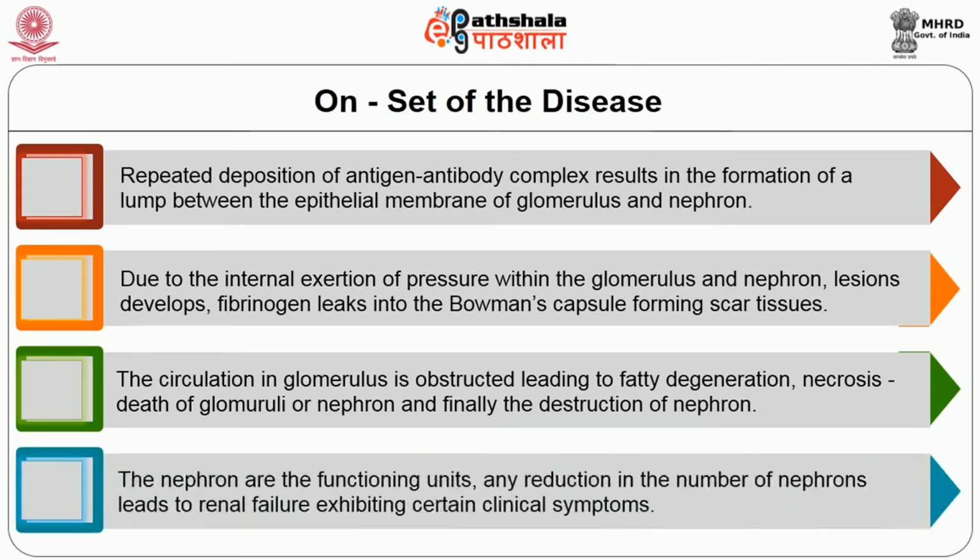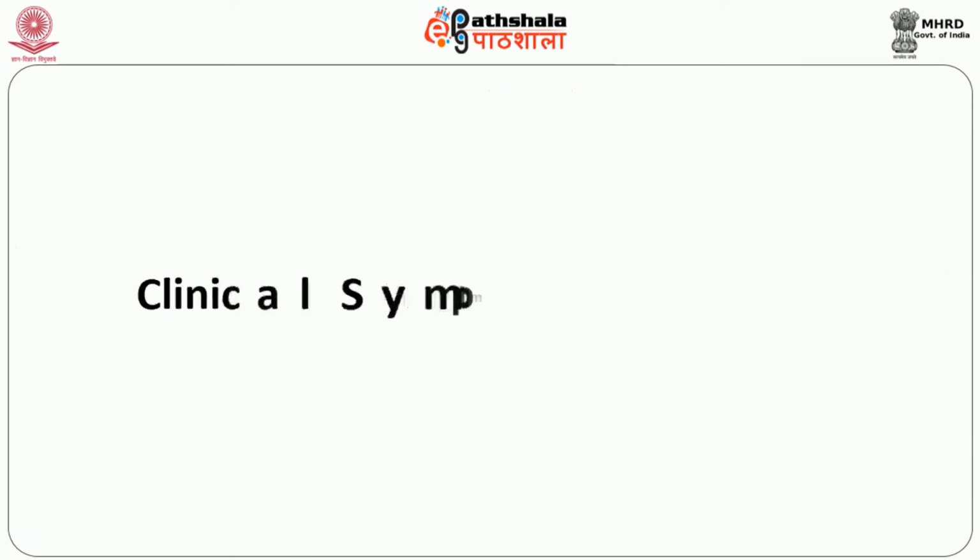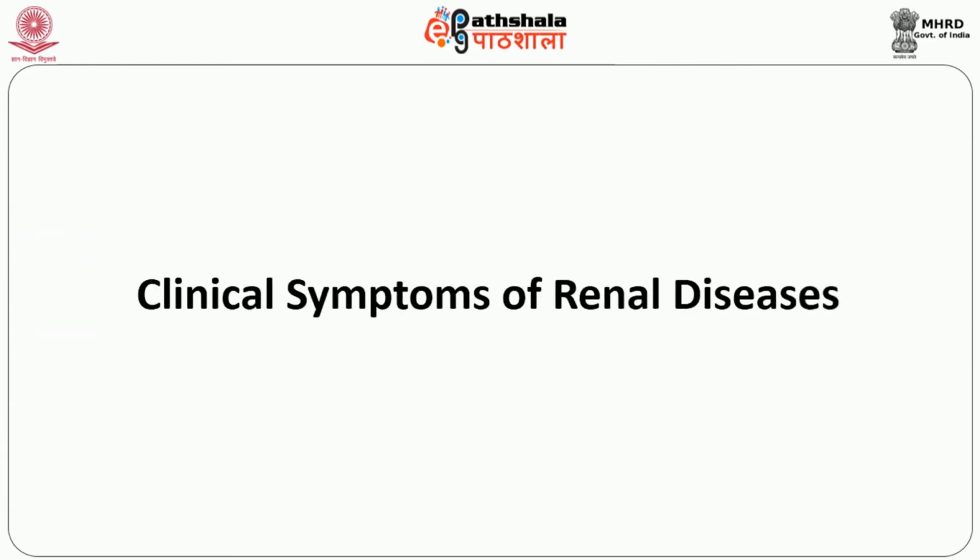As we already know that nephrons are the functioning units, any reduction in the number of nephrons leads to renal failure exhibiting certain clinical symptoms. Renal infarction, acute pyelonephritis, metallic poisoning also cause glomerulonephritis. I hope now you are clear with the onset of renal diseases.